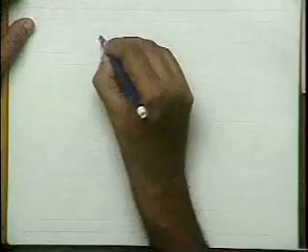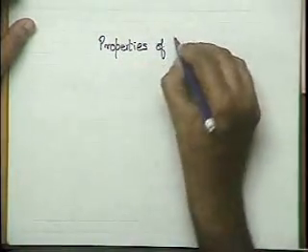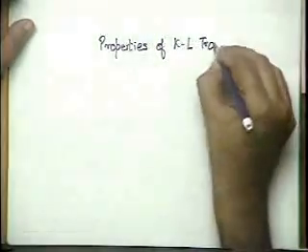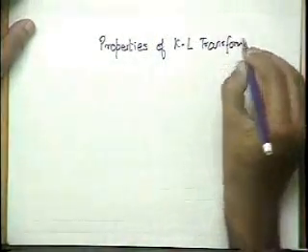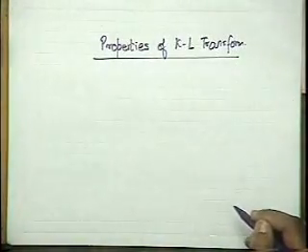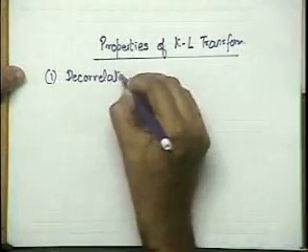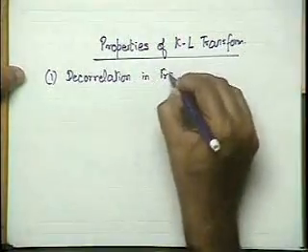And now we are going to see some of the properties of KL transform. After I tell you about the properties, you will understand why at all we are going in for this kind of a transformation, rather what are the advantages that we get by taking this transform. The first property which we are going to study is the decorrelation in the transform domain.